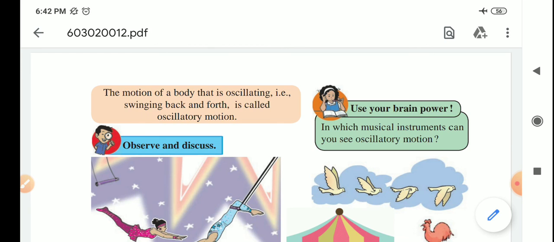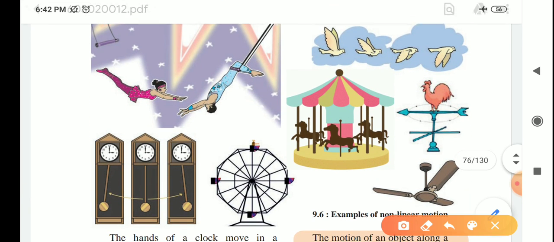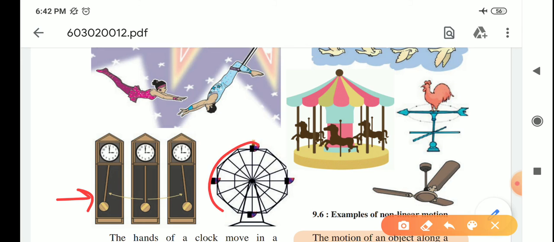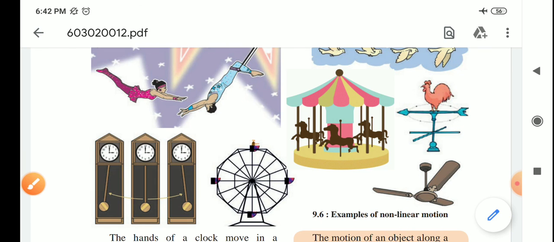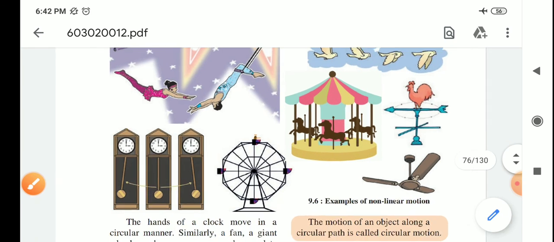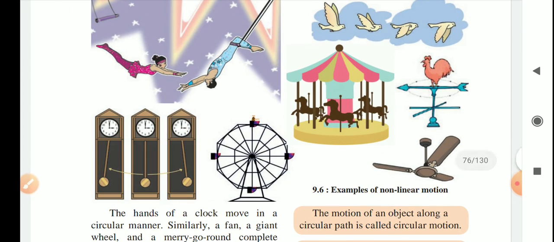Now here a few more examples are given. First one is the pendulum of a clock, then one giant wheel is moving. This merry-go-round is moving in a circular path. This one is called a wind vane. What is a wind vane? It shows the direction of wind. If suppose the direction of wind is in this direction, then the arrow of the wind vane or the head of the bird or that weathercock will be in the direction of the wind. And in the last image you can see the fan is also moving in a circular path.